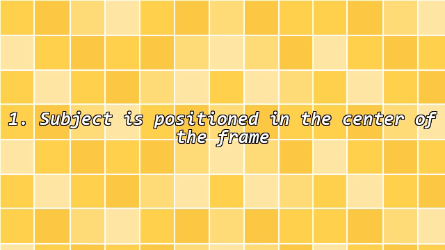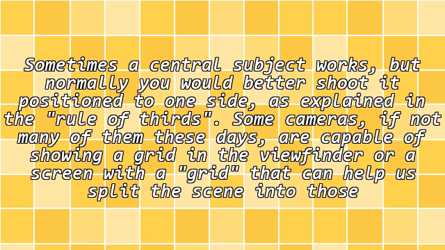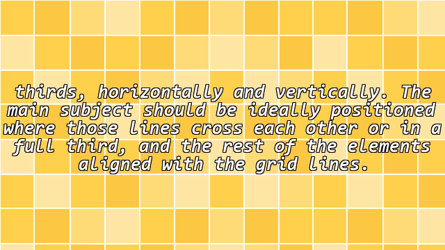1. Subject is positioned in the center of the frame. Sometimes a central subject works, but normally you would better shoot it positioned to one side, as explained in the rule of thirds. Some cameras, if not many of them these days, are capable of showing a grid in the viewfinder, or a screen with a grid, that can help us split the scene into those thirds, horizontally and vertically.